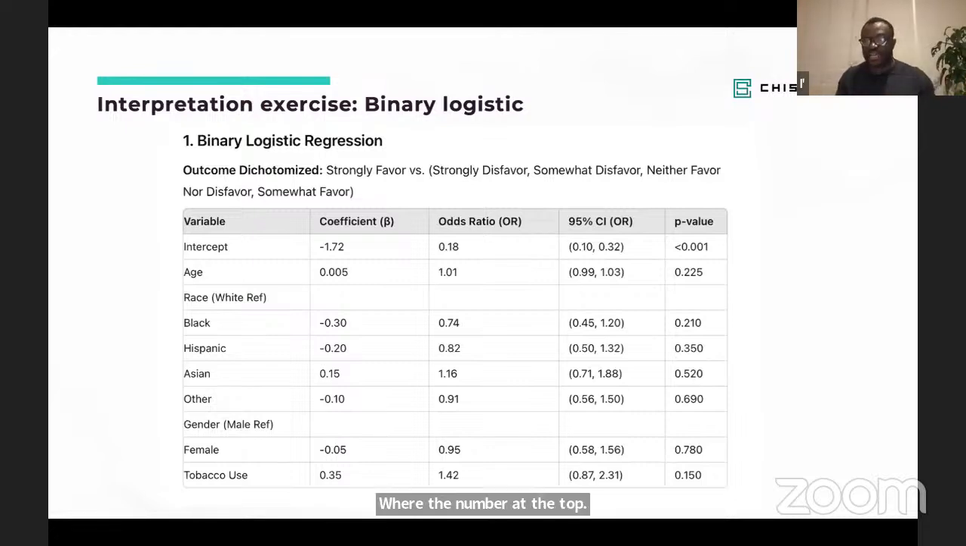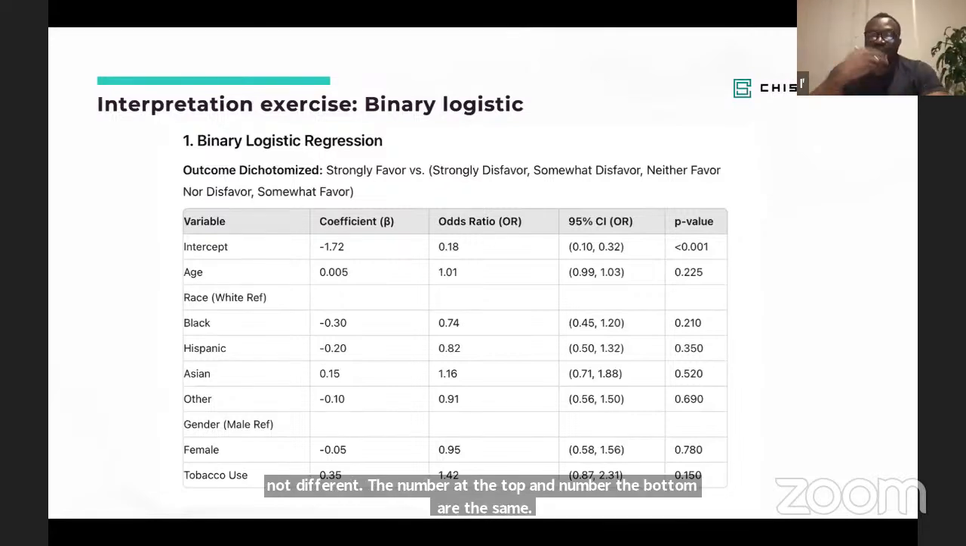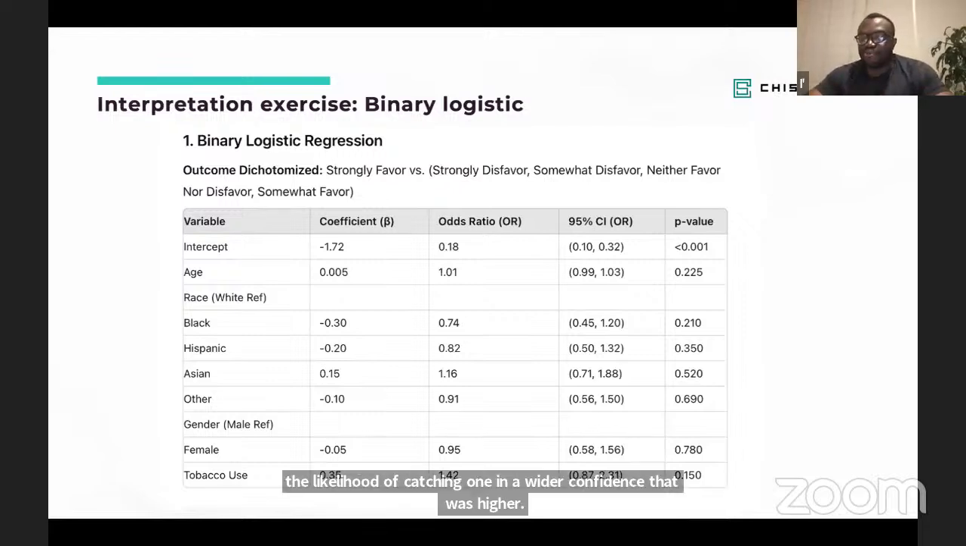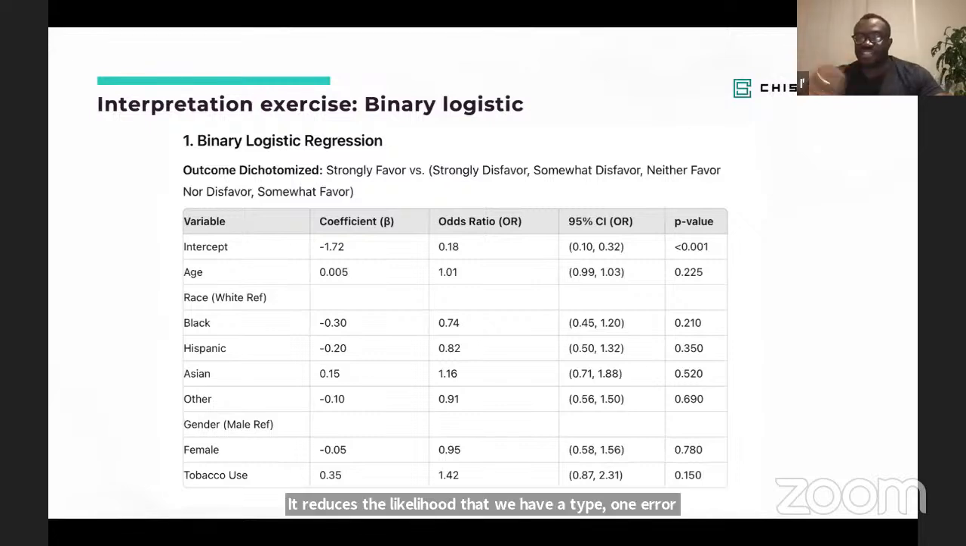So that is why we say that when your confidence intervals contain 1, it means that the two groups you're comparing are not different. The number at the top and the number at the bottom are the same. Well, statistically, they're not different, right? And that's the whole basis. We say, all right, let's use a 99% interval because the confidence intervals become wider, and the likelihood of catching 1 in a wider confidence interval is higher. And so it reduces the likelihood that we have a type 1 error, which is that we have a fishing expedition and we're just trying to find things when they don't really exist in nature. So that's the whole basis there.